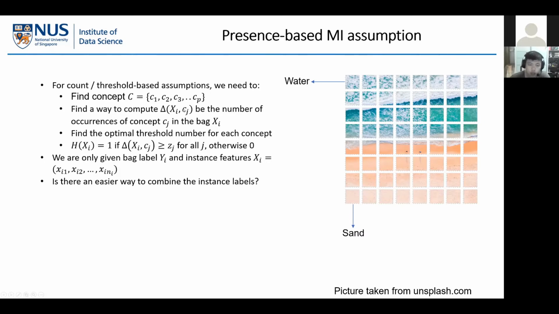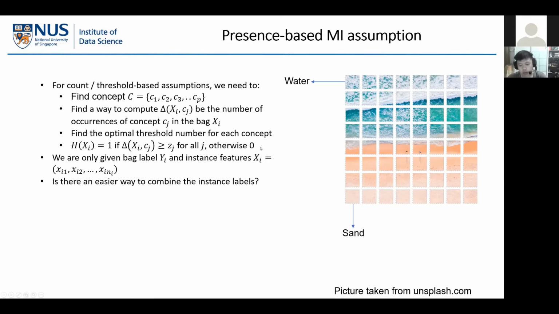We need to find a way to compute each concept, meaning we need to train a classifier that can detect whether a given patch contains water or if it contains sand. After we do that, we can count their occurrences and find the optimal threshold for each concept. And after that, of course, we can classify whether this is a picture of a beach or not a beach.